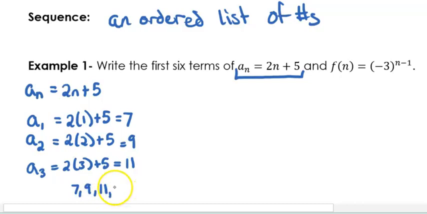You probably don't have to plug in more to find the remaining 3 terms. You can tell the pattern is that they're going up by 2s. And so you can just list them off. Those are the first 6 terms in this sequence.